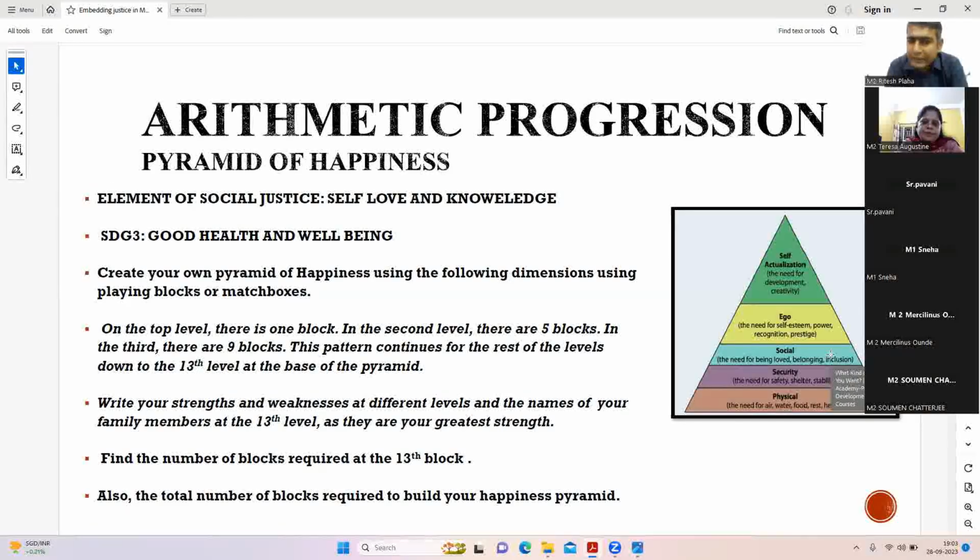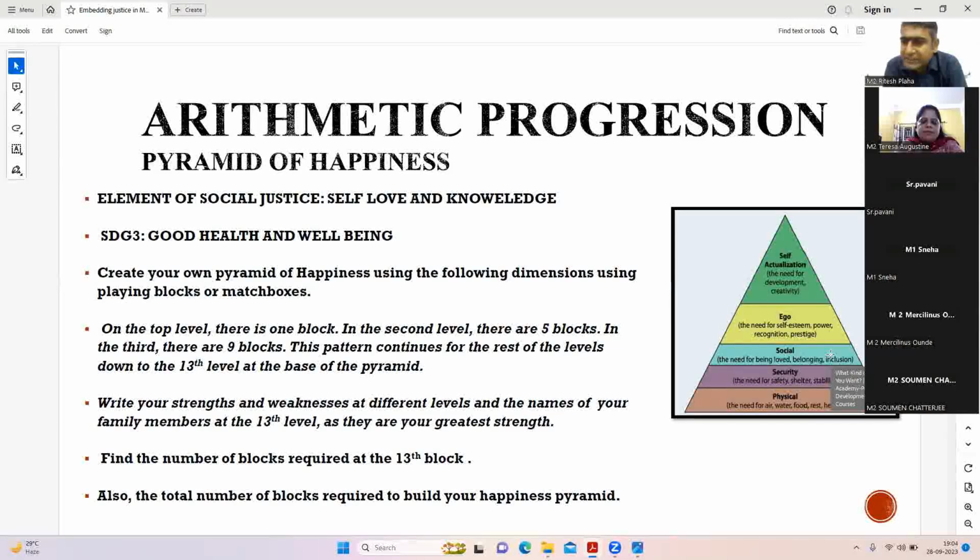We can tell them that there are a total of 1, 2, 3, 4, and 5 levels. On the top level, you put one block. A block can be anything. You can even use a matchbox if required, or a pencil or sharpener, whatever you want. So on the top level, there is one block, in the second level there are 5 blocks, and in the third there are 9 blocks. This pattern continues for the rest of the levels down to 13 levels at the base of the pyramid.